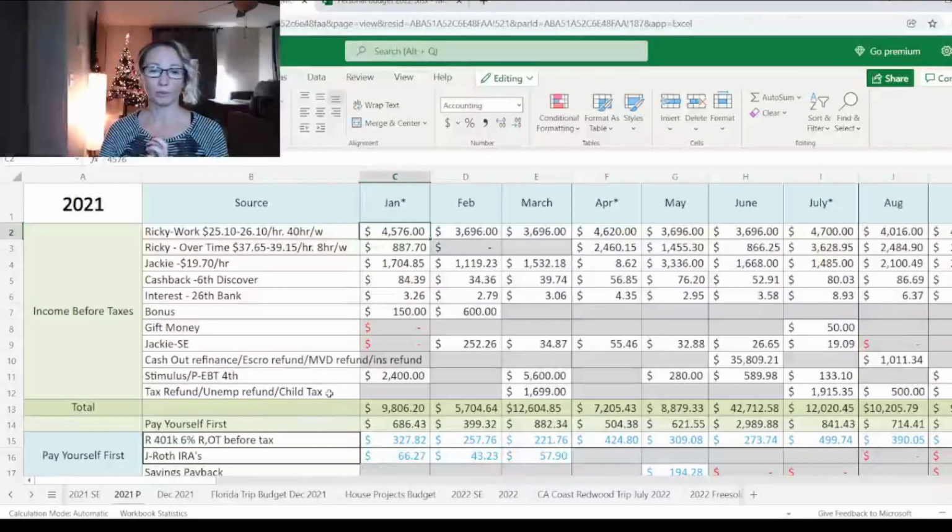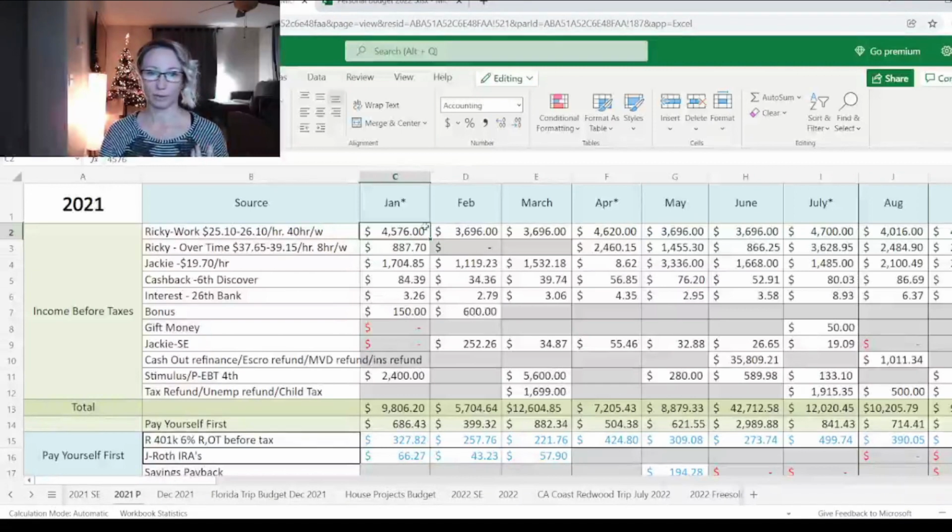And then the last one we have is our tax refund, our unemployment tax refund from 2020, and then a child tax credit. So we had a lot of extra money coming into our hands this year that we wouldn't normally see.